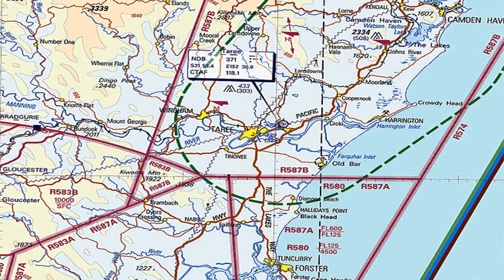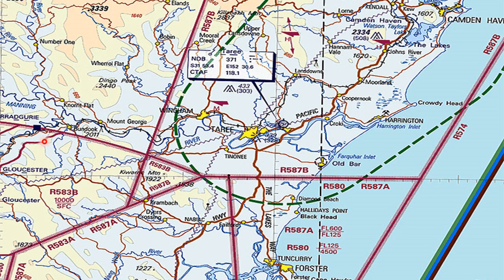This here is a 1 to 500,000 scale map, the Visual Navigational Chart, and as I said in the previous slide, it provides a lot more information. Red lines indicate special use airspace. In this case here they are restricted airspace, denoted by the R, that's Romeo 583 Bravo. It's effective from surface up to 10,000 feet.